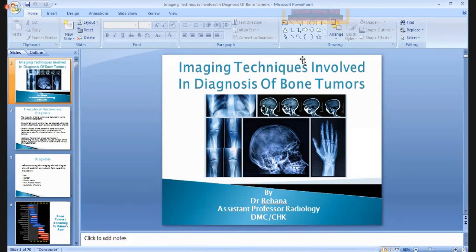But it is basically on the clinical history. There is a short history of fever, there is bone pain, there is a soft tissue swelling. In these cases, we differentiate osteomyelitis from the bone tumor.